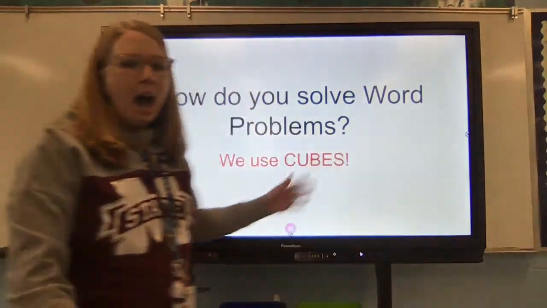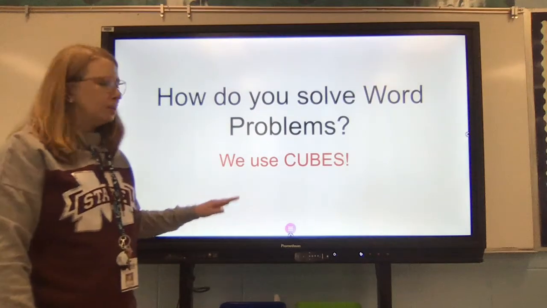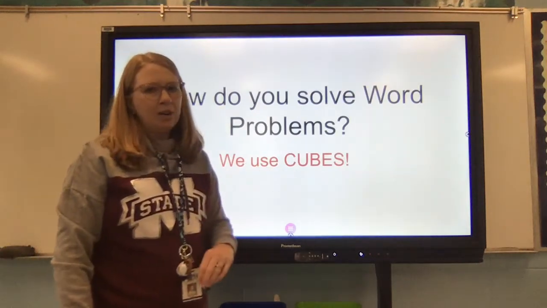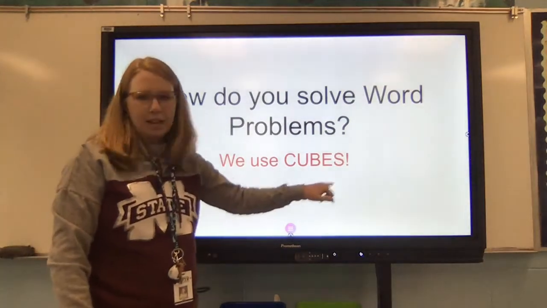All right, so how do we solve word problems? We're going to use CUBES. Now, CUBES is an acronym, and we're going to learn what each of these letters stand for.